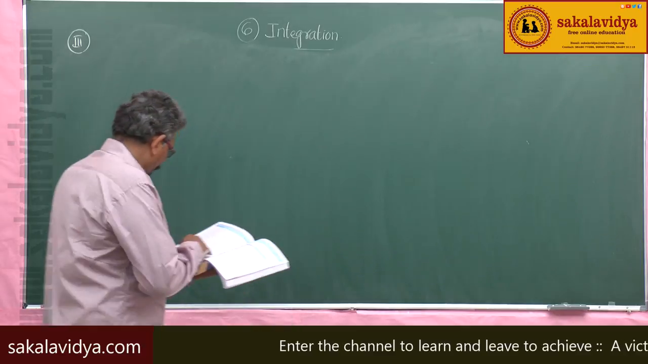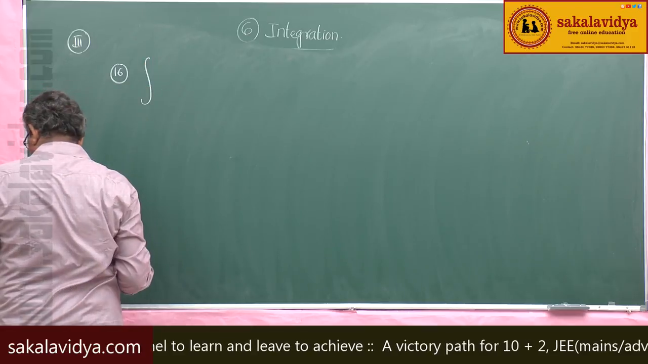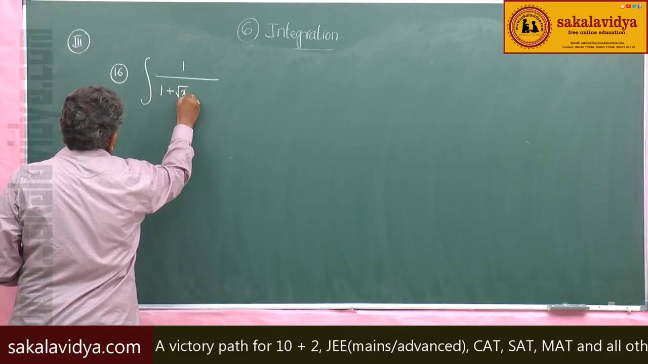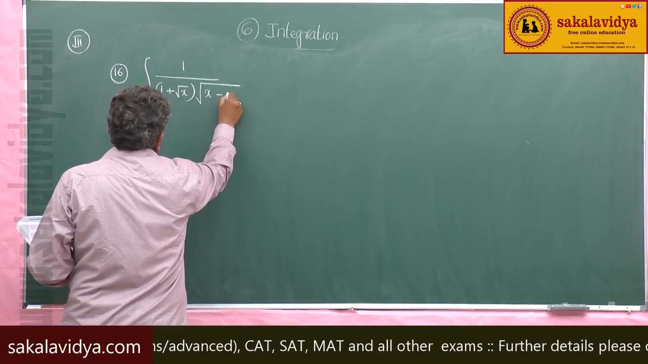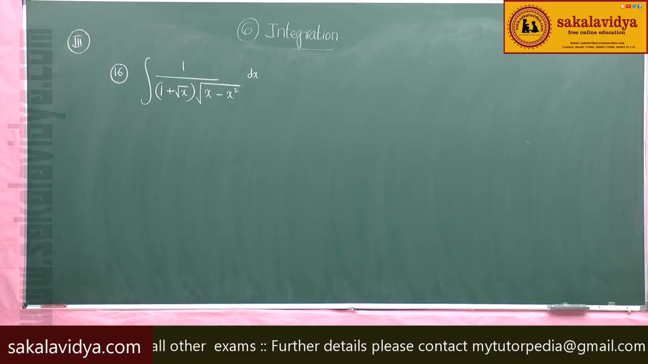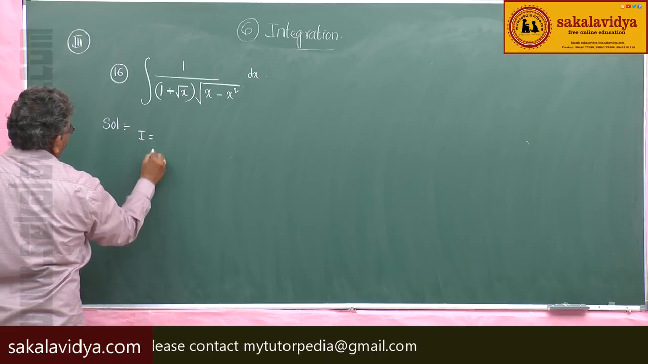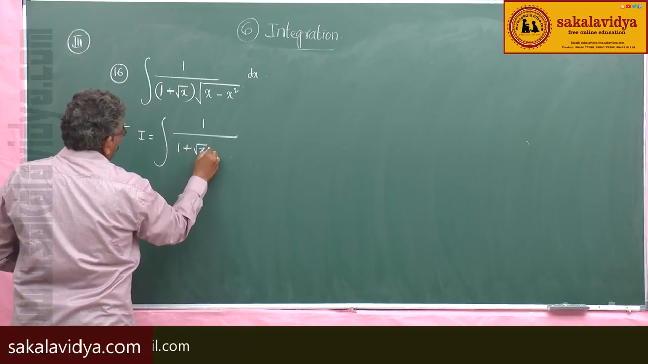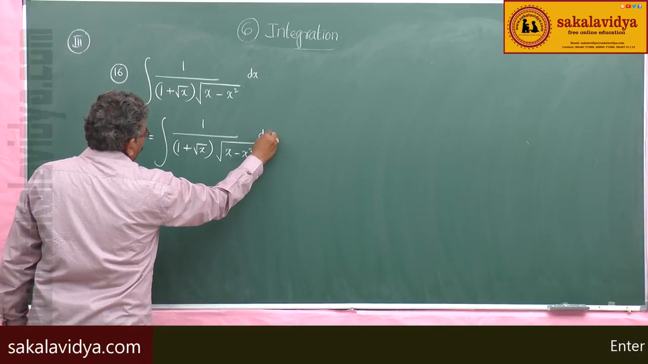16th one. Evaluate the integral of 1 by (1 plus root x) root over (x minus x square) dx. I is equal to the integral of 1 by (1 plus root x) root over (x minus x square) dx.